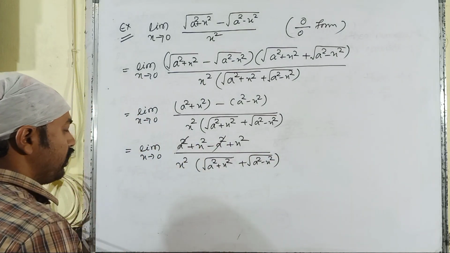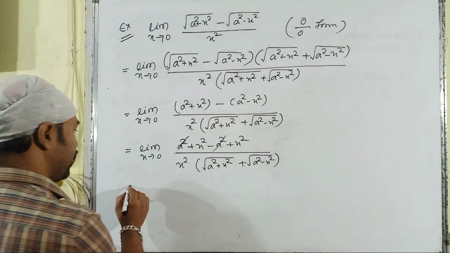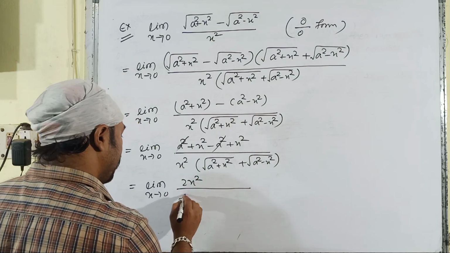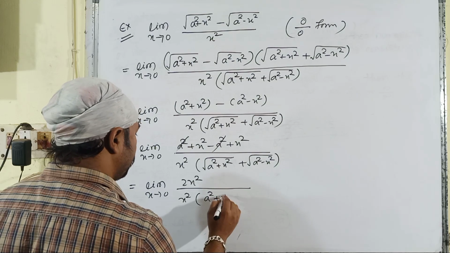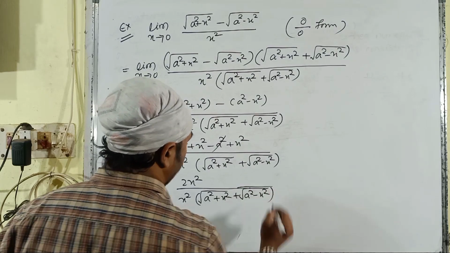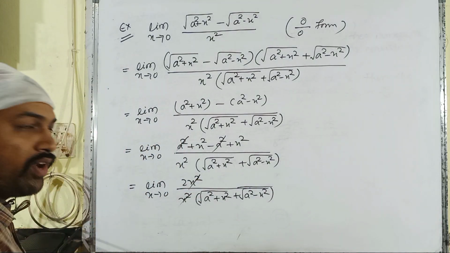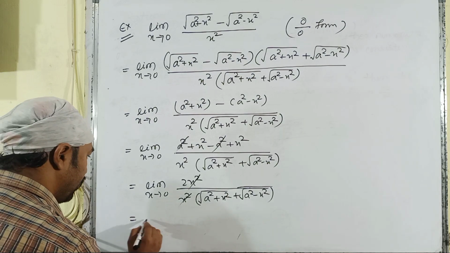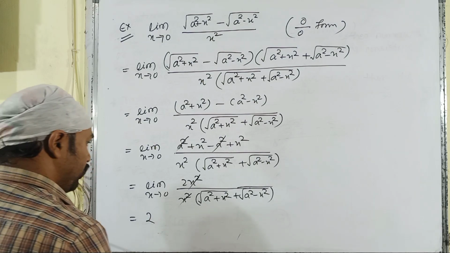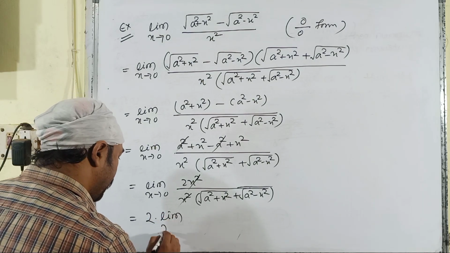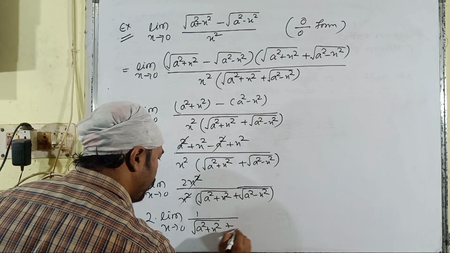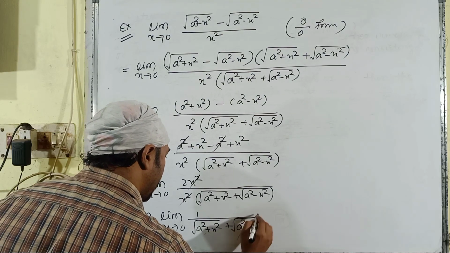Then cancelling both of the a square and minus a square, we are getting here limit x tends to 0, 2x square divided by x square multiplied with square root of a square plus x square plus square root of a square minus x square. Then cancelling both of the x square from the numerator and denominator part, we are getting 2 is the constant, so it will be taken to the outside of the limit process. Then it will be 2 multiplied with limit x tends to 0, 1 upon square root of a square plus x square plus square root of a square minus x square.